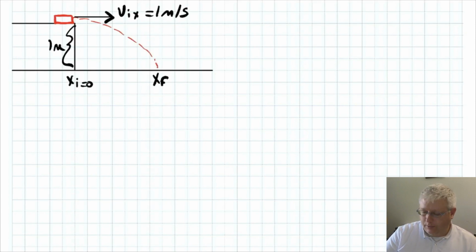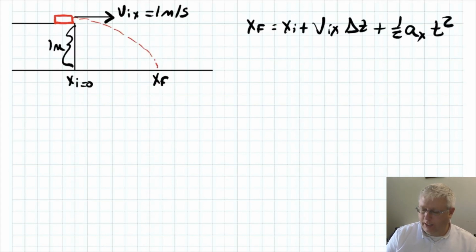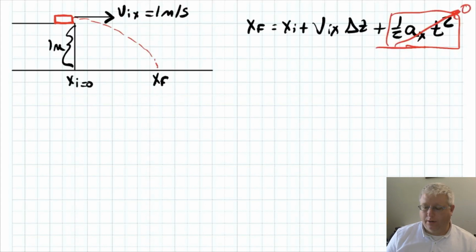So our final position, remember using the constant acceleration model, is the initial position plus the initial velocity in the x direction times the time interval plus 1/2 the acceleration in the x direction times the time squared. So first of all, what do we see here is that acceleration in the x direction, remember, is always 0 for projectile motion. So this whole term here goes to 0.